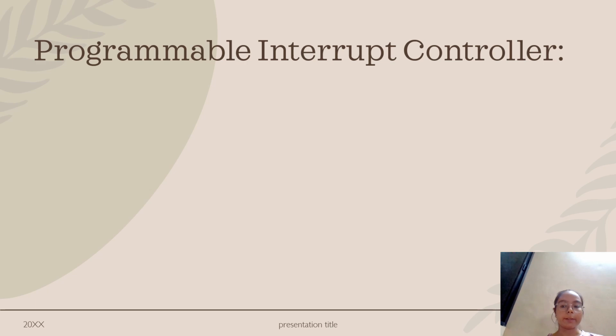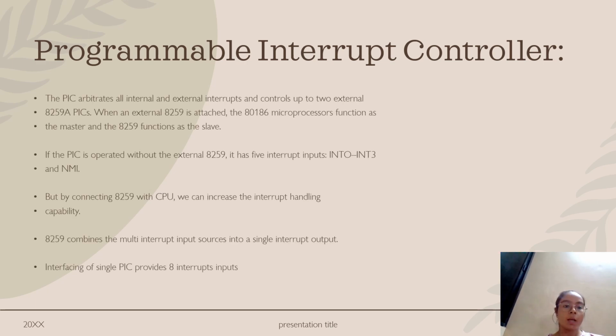Here is the programmable interrupt controller. The PIC arbitrates all the internal and external interrupts and controls up to the external interrupts. When an external 8259 is attached to the 80186 microprocessor, the 80186 functions as the master and the 8259 functions as a slave. If the PIC is operated without the external 8259, it has five interrupt inputs: INT0 to INT3 and NMI. But by connecting the 8259 with the CPU, we can increase the interrupt handling capability. The 8259 combines multiple interrupt input sources into a single interrupt output.